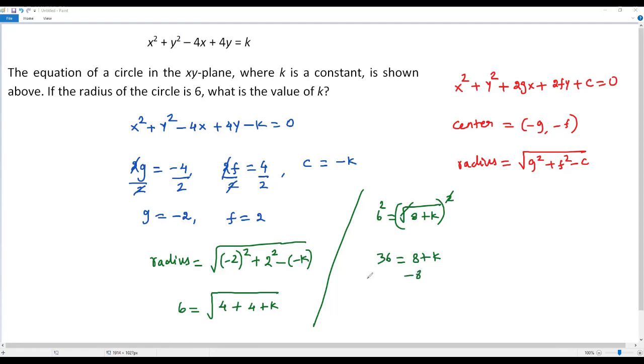Now let me subtract 8 from both sides. When I do so, the positive 8 and negative 8 cancel out. 36 − 8 is equal to 28. On the right side, we get k. Here I got the value of k. The value of k is 28.